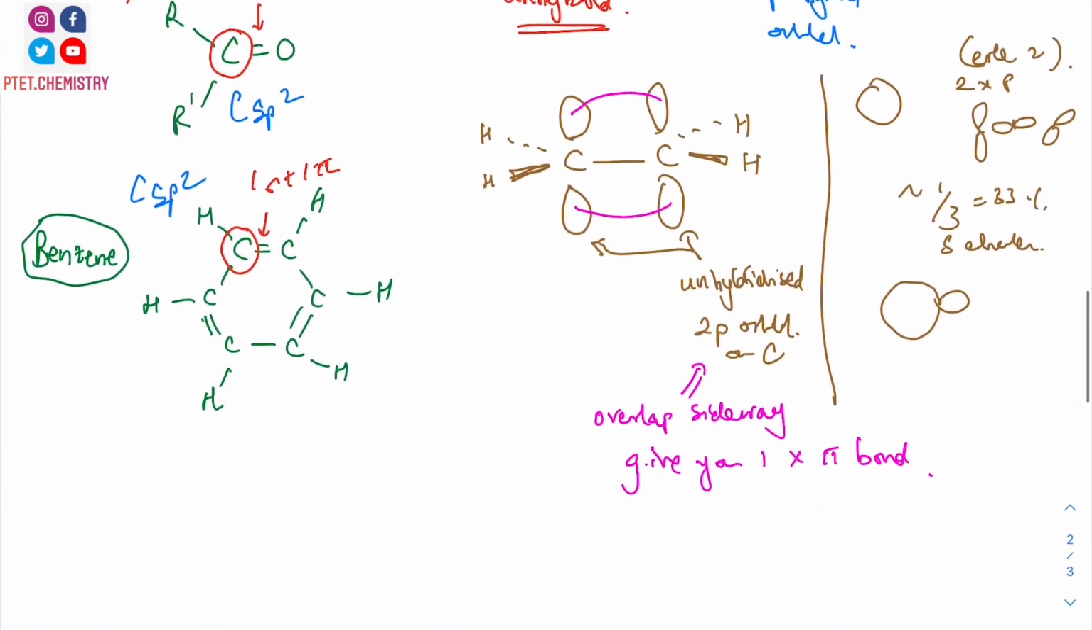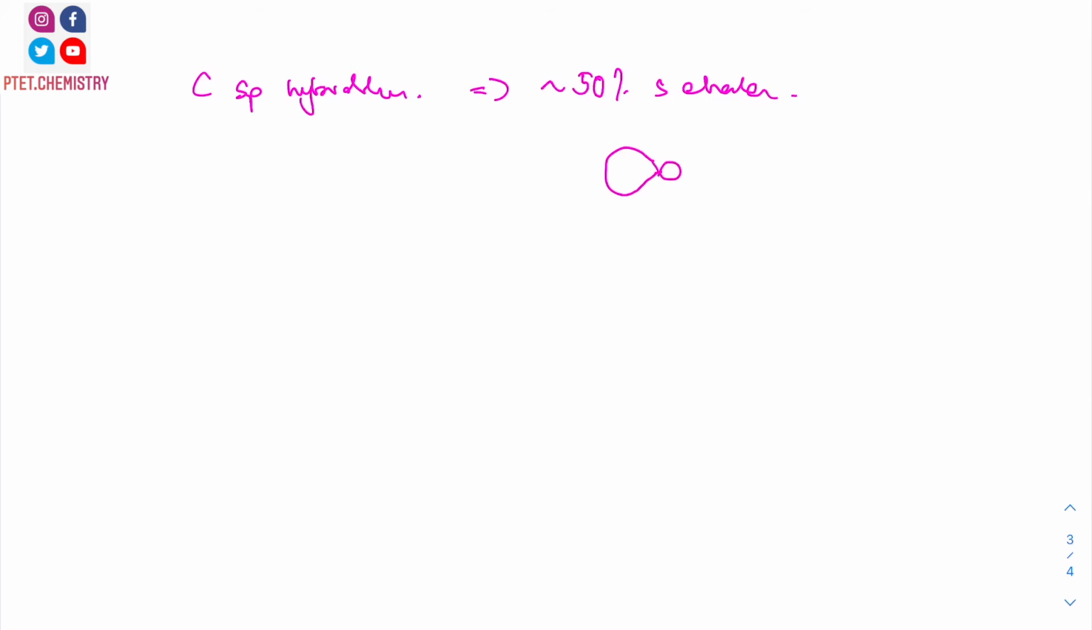Alright. Moving on, we'll talk about the last example, which is actually to do with carbon sp hybridization. Earlier we talked about sp3, sp2, now we talk about sp. So this is about 50% S character. There's quite a lot of S character in here, yeah? So you can imagine it will look even smaller.